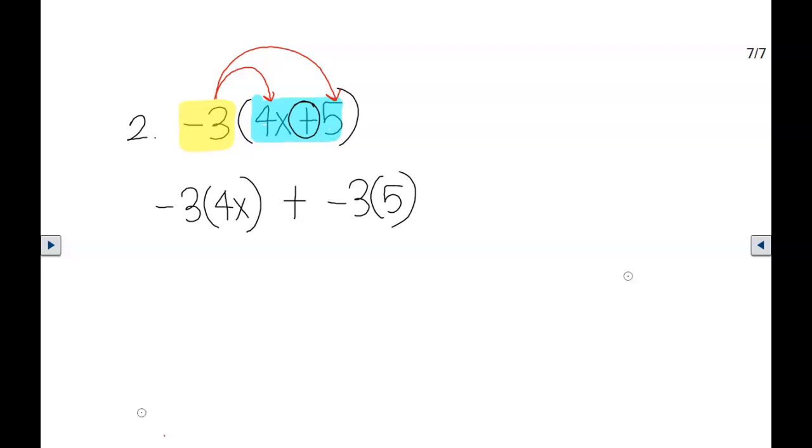All right, so here we go. Negative 3 times 4x. To do that, you're going to multiply negative 3 times 4. Negative 3 times 4 is negative 12. And then what you're going to do is just bring that x down and reattach it. So to multiply negative 3 times 4x, multiply the numbers. Negative 3 times 4 is negative 12, and the x just attaches itself to that answer. Over here, I have negative 3 times 5. Negative 3 times 5 is a negative 15. And then right here in the middle, I have this plus sign, so I'm going to bring that down. So you'll notice my answer is a negative 12x plus a negative 15.